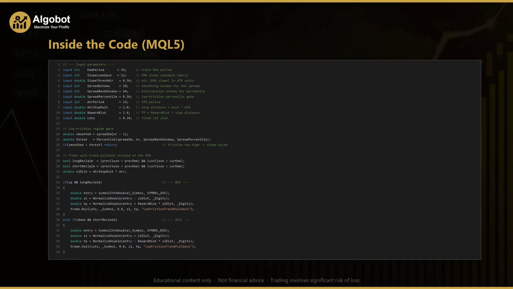The sell branch mirrors this exactly. When the trend is down and a short reclaim appears, it reads the bid, places the stop above entry, the target below, and calls trade.sell. Both sides share the same ATR-based risk framework, and only the direction changes.